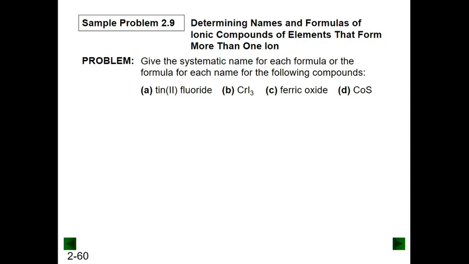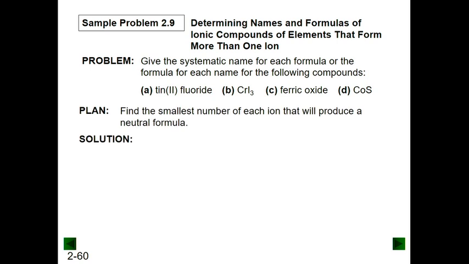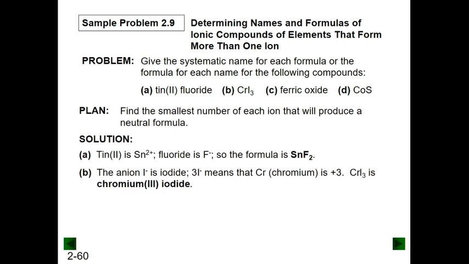So here is just a combination. I will skip this one, just combine the cations with the anions we learned before: tin fluoride, chromium iodide, ferric oxide, and cobalt sulfide. Just remember the charges. In the case of tin, we have tin +2 and fluoride is -1, so the formula is SnF2. In the second case we have chromium, and this 3 is coming from chromium(III). So we have an iodide of chromium, chromium(III) iodide.